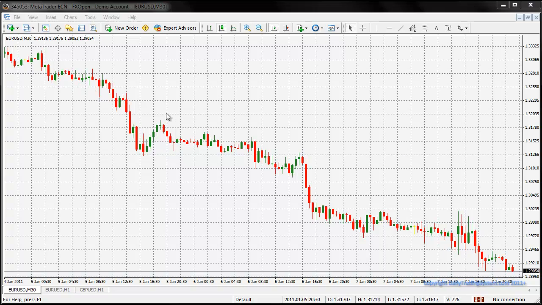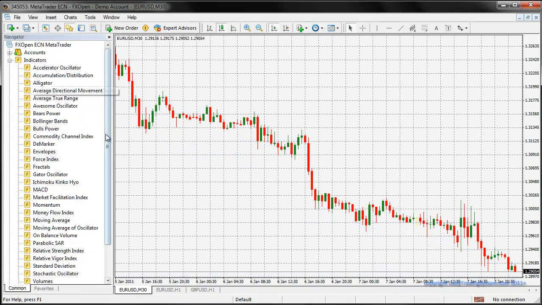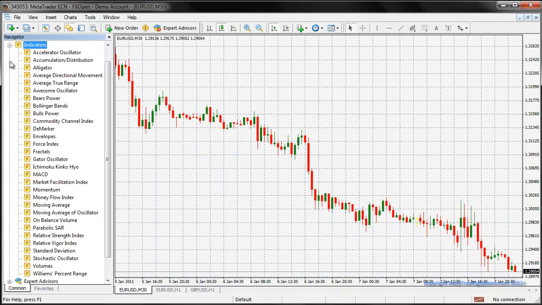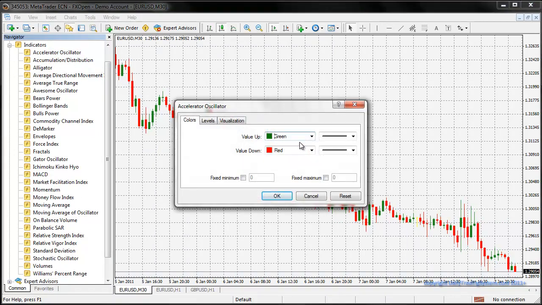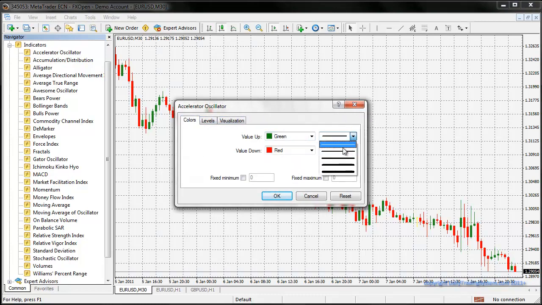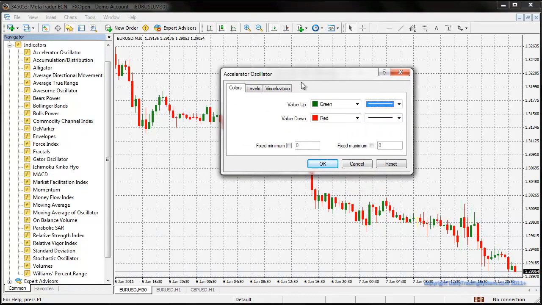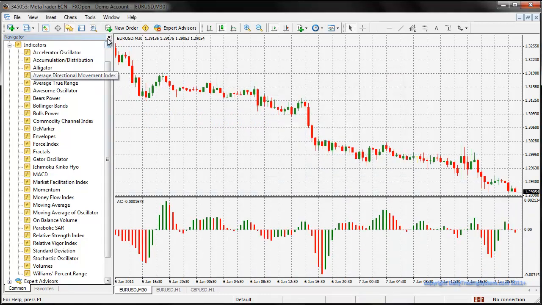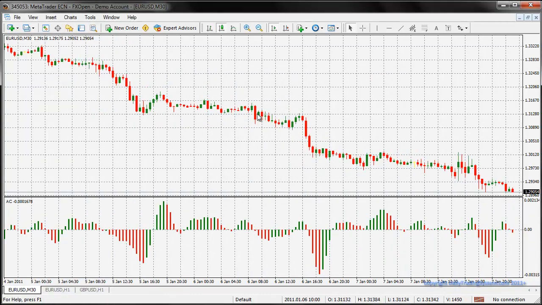Alright, let's go back to our navigator area, and while I open the indicators list, navigate to the Accelerator Oscillator. Make sure that the thickness on the right hand side is selected to the second one if you haven't done that already, and just leave the colors as they are and click on OK. Alright, what we see here is the accelerator oscillator now being applied to the bottom part of the window.